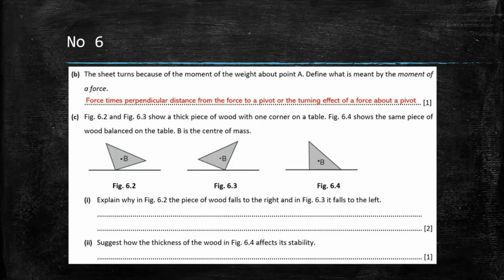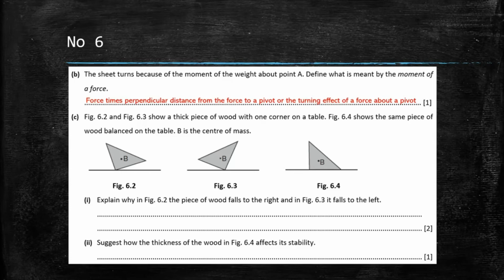Number 6c. Figure 6.2 and Figure 6.3 show a thick piece of wood with one corner on a table. Figure 6.4 shows the same piece of wood balanced on the table. B is the center of mass. Ci.